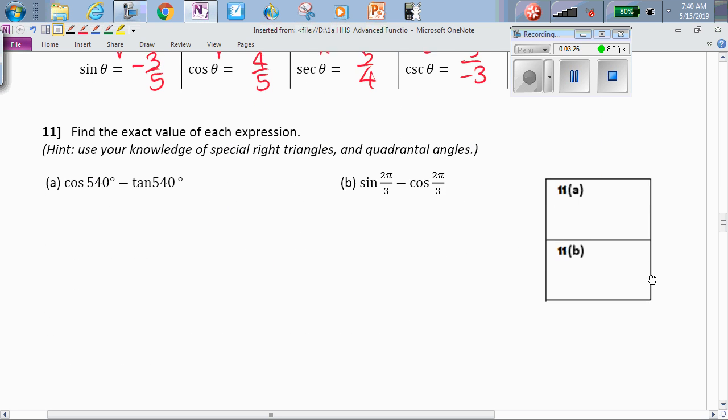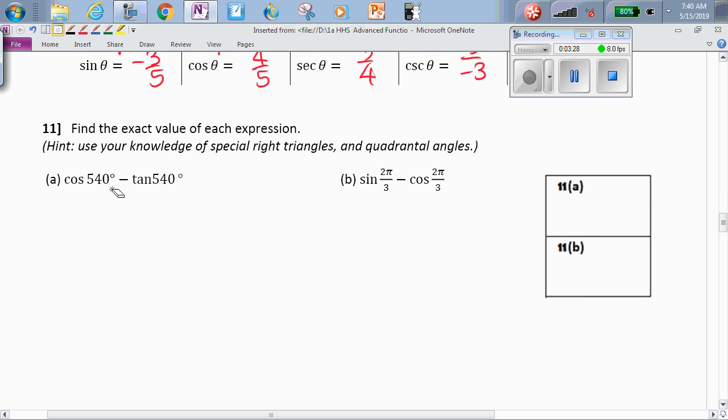All right, 11. So we have 540 as the angle we're dealing with. So let's draw this out. 540, well, we have 180 degrees here. This is 360. I add 90 and I get 450. I add another 90 and I get 540. So it's actually a quadrantal angle, and it ends here. And it goes around 1 and a bit.